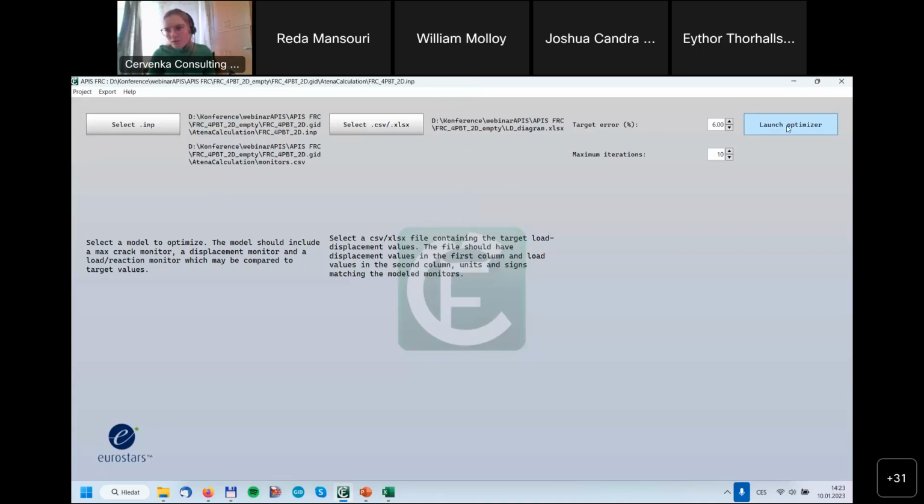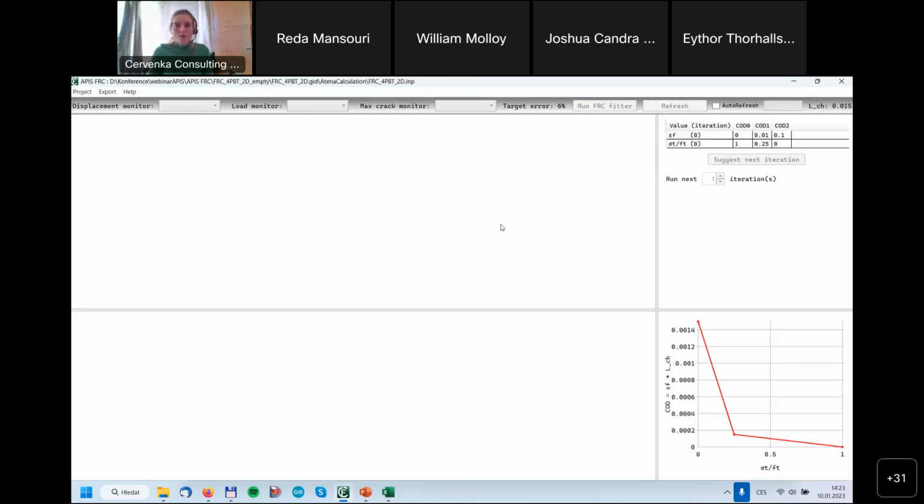And then you can launch the optimizer. So the first thing that you see here is the tension function, the one that is specified in your INP file, the initial one. I was showing it already before that usually if you have the default one, you have just 3 points on the function. And in this diagram, it's slightly modified.